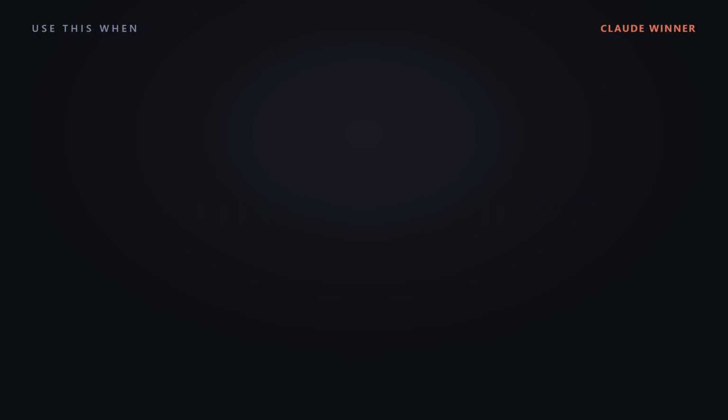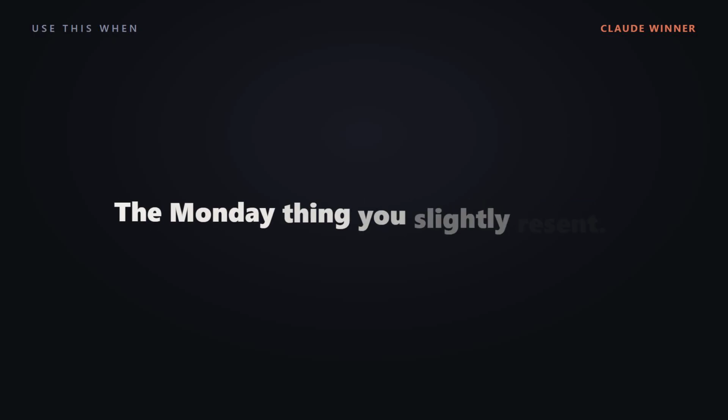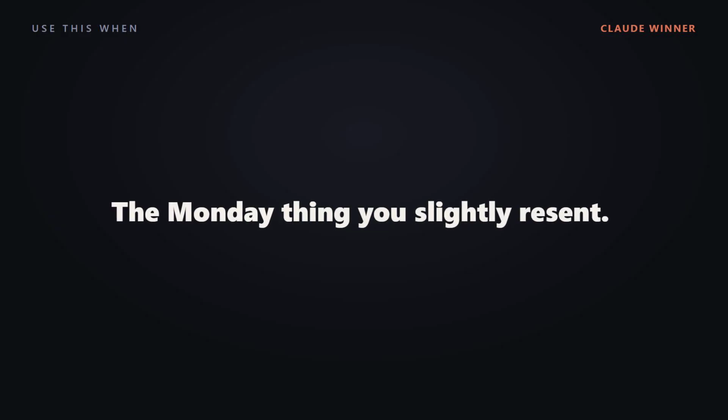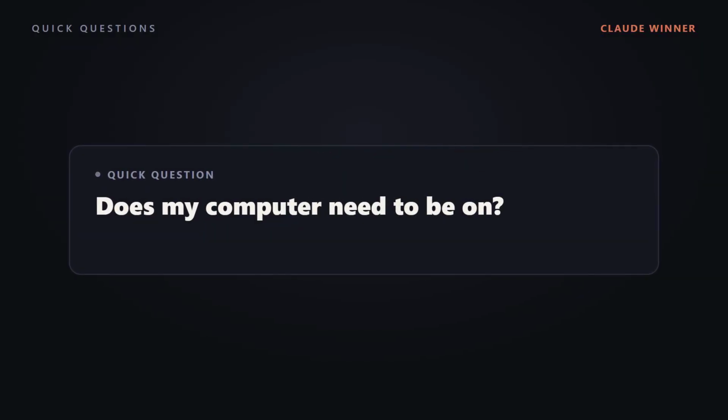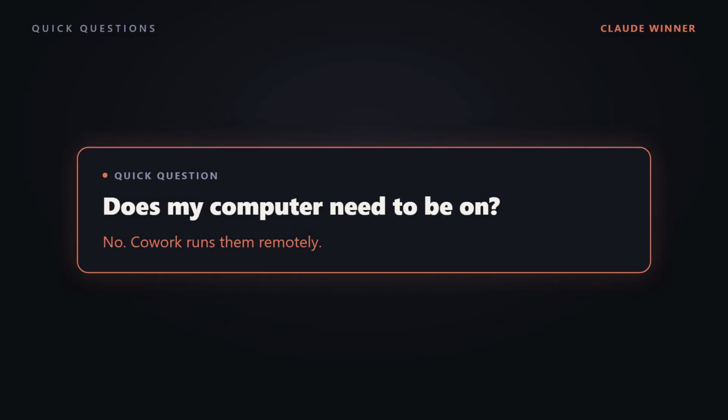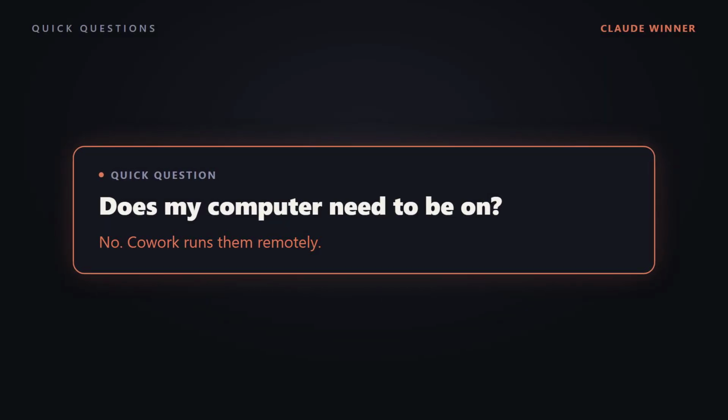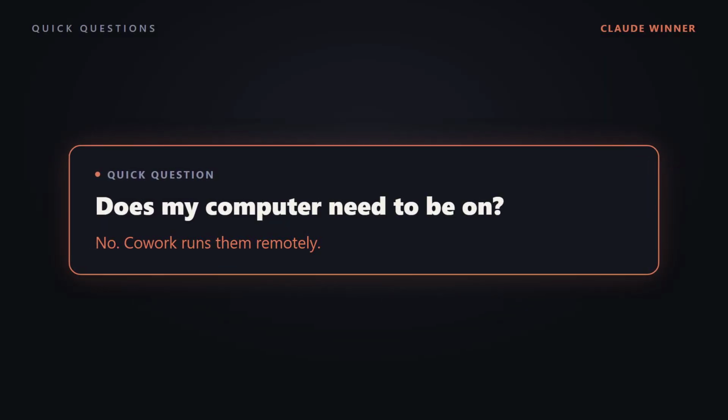Use this when: pick the thing you do every Monday that you slightly resent. That's always the right first automation. Quick question. Does my computer need to be on? For scheduled tasks in Cowork, no. They run remotely, so they keep their cadence while your laptop's asleep.